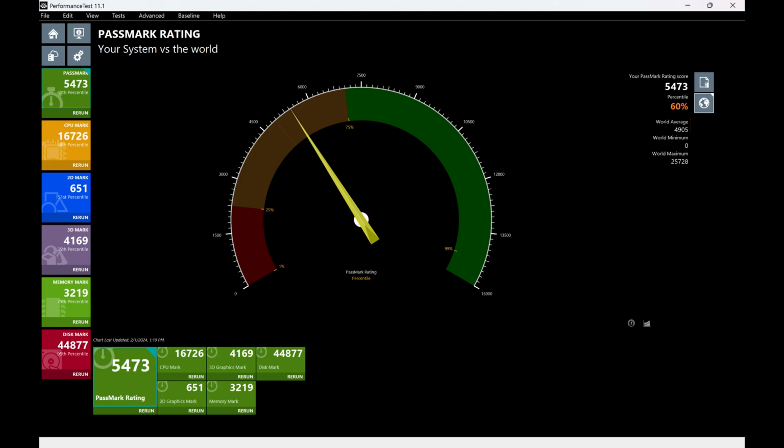The Passmark score for this PC is 5473, which is the 60th percentile. CPU mark is 16726, the 58th percentile. The 2D mark is 651, the 51st percentile. The 3D mark is 4169, the 35th percentile. Memory mark is 3219, the 75th percentile. Disk mark is 44877, the 95th percentile.